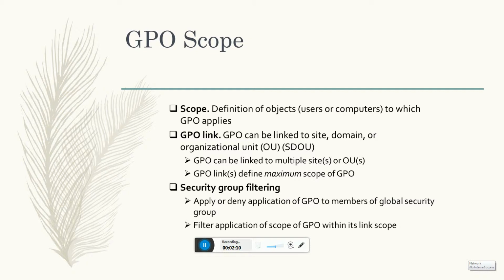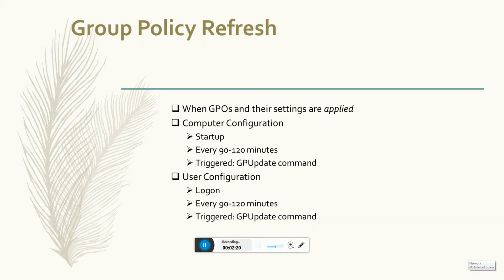Security group filtering is applied to GPO members, global security groups, filtering the application and scope of the GPO within the link scope. Group policy refresh: computer configuration settings are applied at startup and then every 90 to 120 minutes. User configuration settings are applied at user login and every 90 to 120 minutes. You can also trigger this with the gpupdate command.